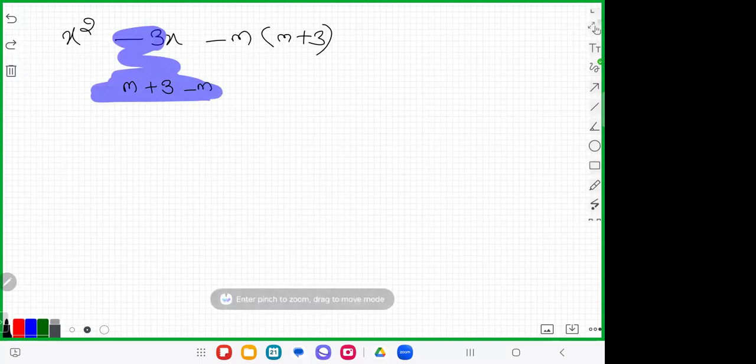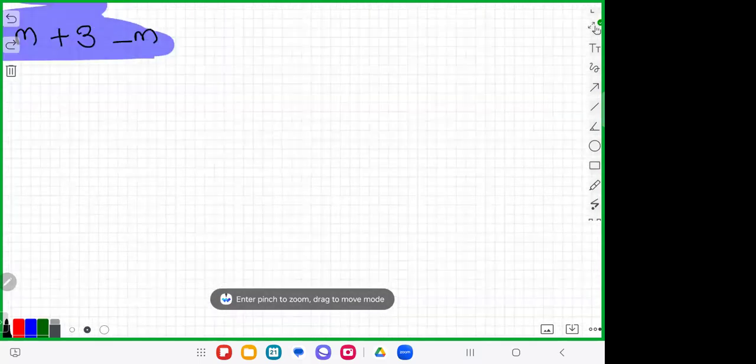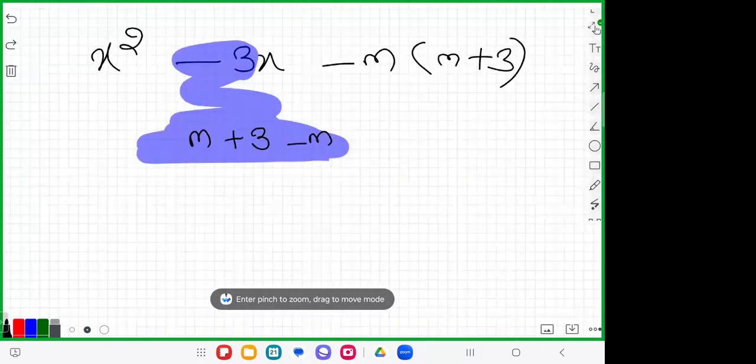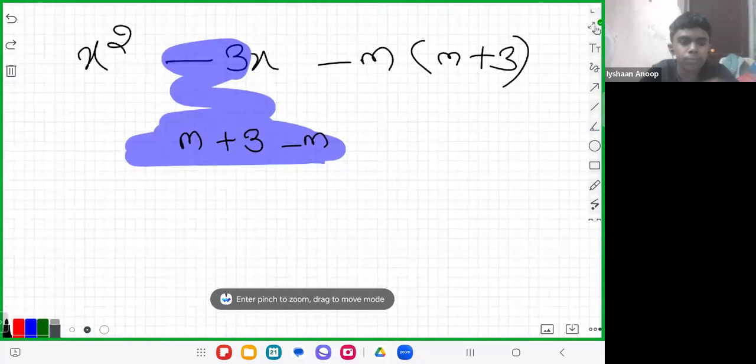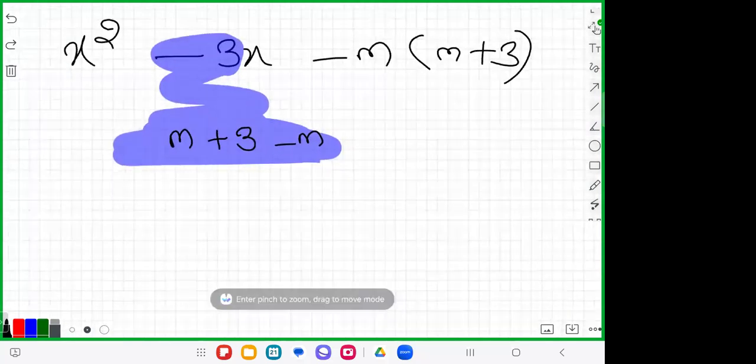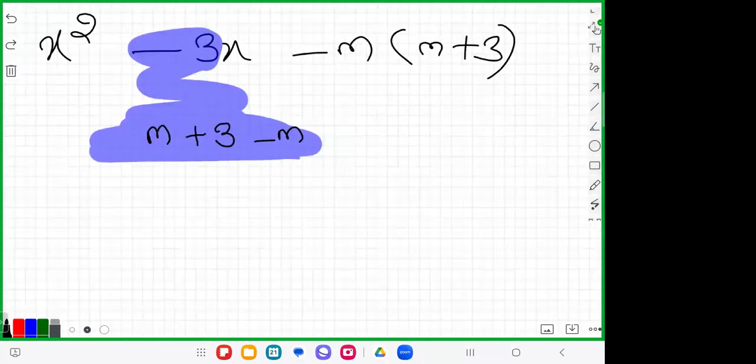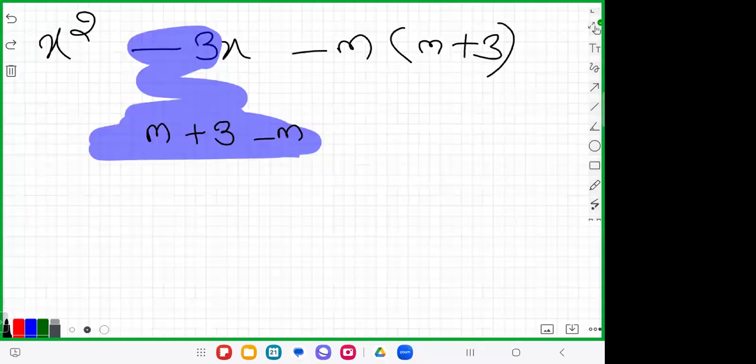If you have any doubt, please ask. Minus 3 we are changing this way: m plus 3 minus m. M plus 3 minus m means m and m cancel. What will be remaining? The 3 will be there.